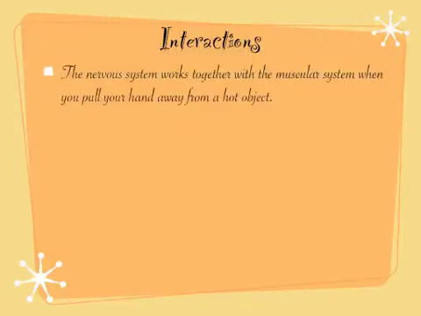So we're going to get into how the nervous system interacts with the other body systems that you've learned about. The nervous system works together with the muscular system. And it works together in many different ways. This is one specific way. So if there's a hot object and you are putting your hand near it, when it gets too hot, your nervous system sends a message to your muscles to pull your hand away from that hot object. So this is your nervous system working together with your muscle and skeletal system.